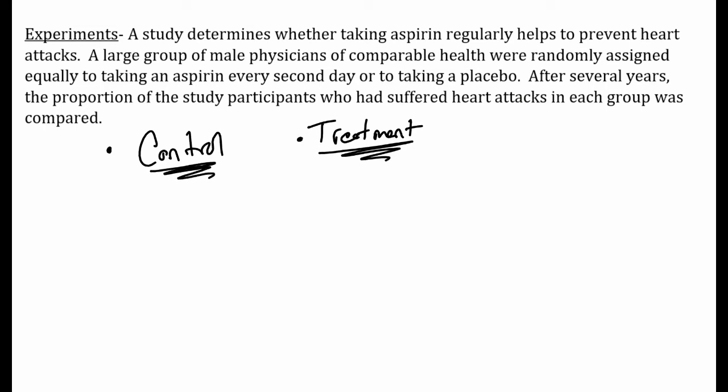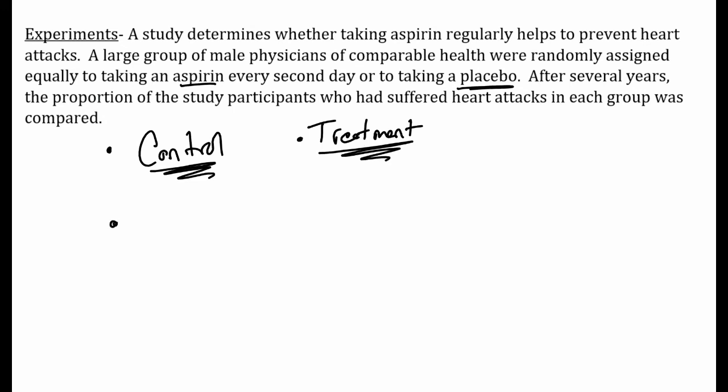So one group got the aspirin, that's our treatment group. The other group got the placebo. A placebo, so in this case, they'd probably be taking some like sugar pill. So they think they're taking a pill, but they're not actually taking the aspirin. So we have a treatment group and a control group.